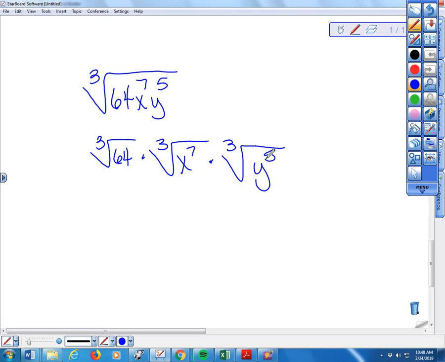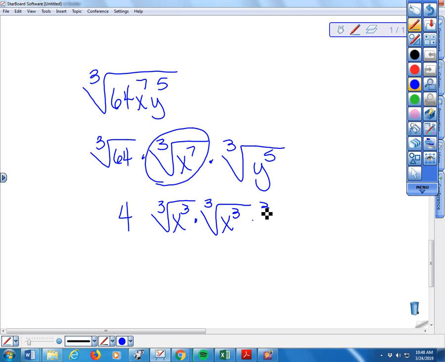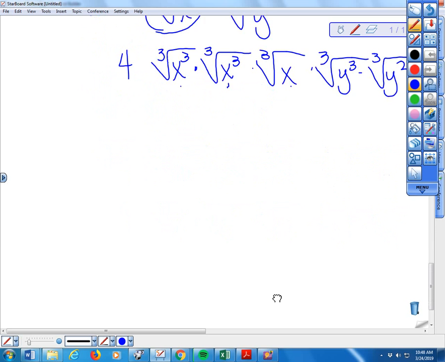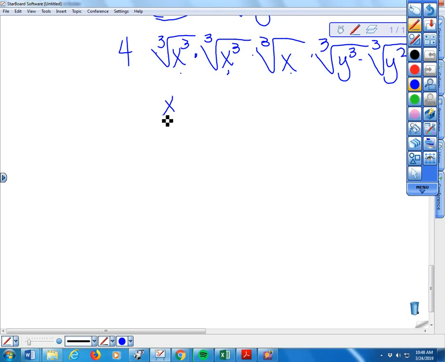The cube root of 64 is just 4. Now, there are a couple of ways to do this. One way is to rewrite x to the 7th and break it apart in cubes. Okay, because this is x cubed, then I would add x cubed to get x to the 6th, and then I have one more as x to the 7th. I could do the same thing this way, and then I can recognize the cube root of x cubed is just x, x.